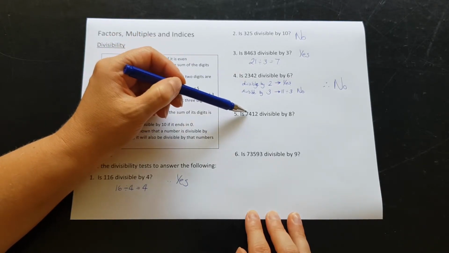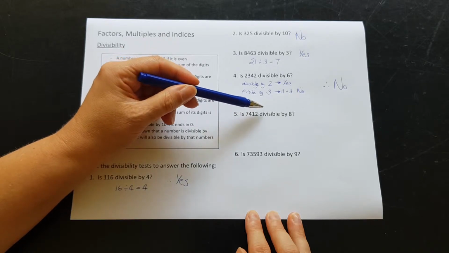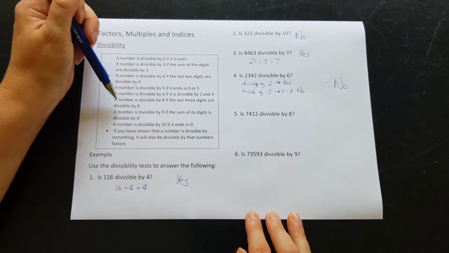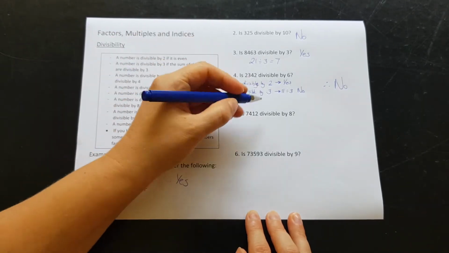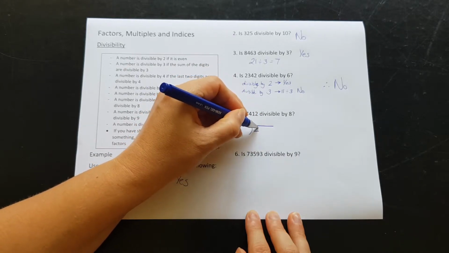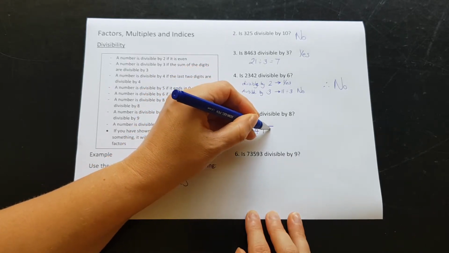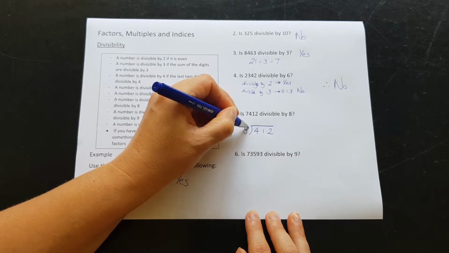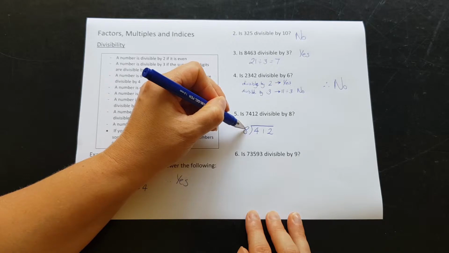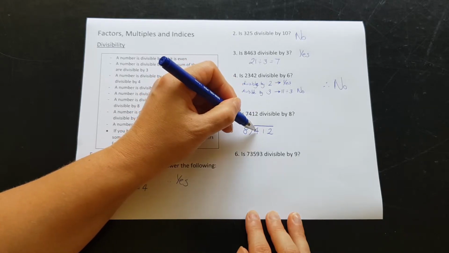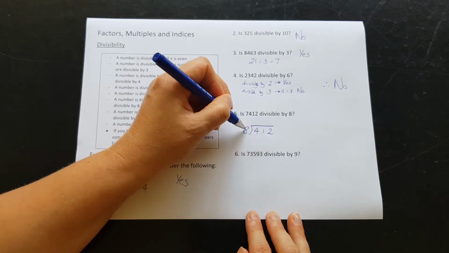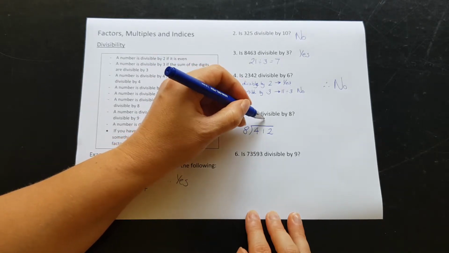Question 5. Is 7,412 divisible by 8? To be divisible by 8, the last three digits have to be divisible by 8. Now, I still probably need to do a little division for this because not too many people know if 412 is divisible by 8 or not just in their heads. So take those last three digits, do a little divide sign down here. So 4 divided by 8 we can't do. So let's take the first two digits. 41 divided by 8. Well, 5 8s are 40.